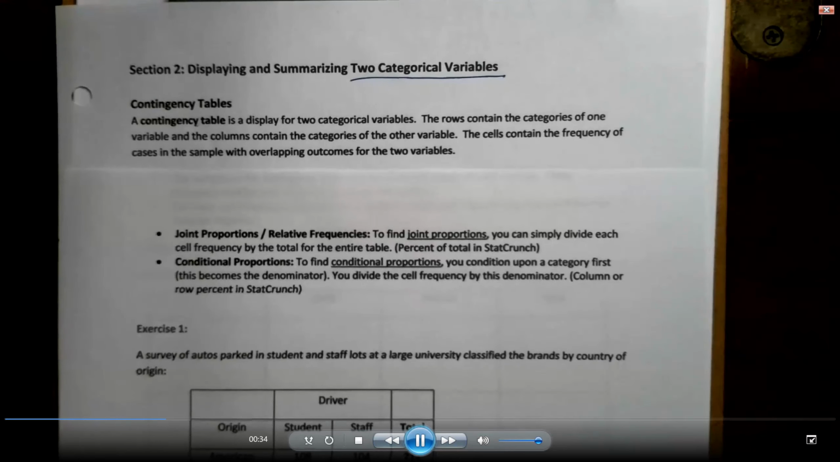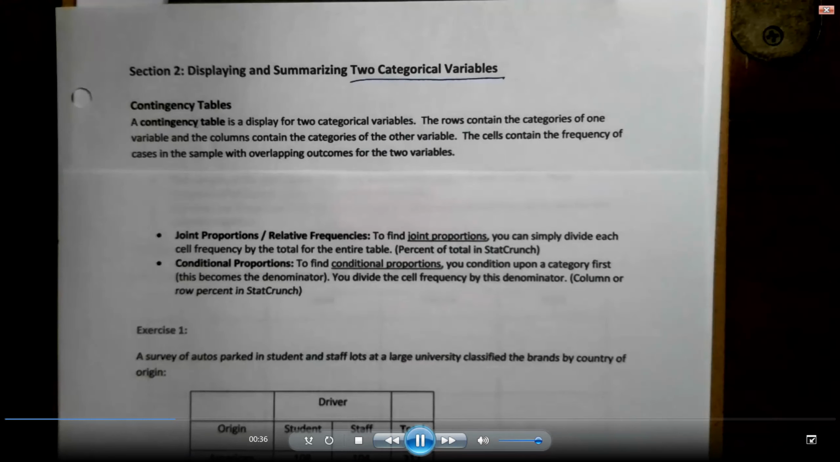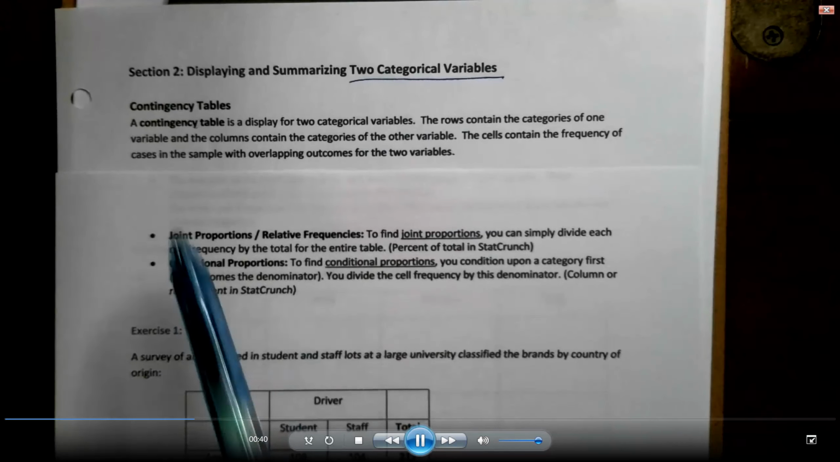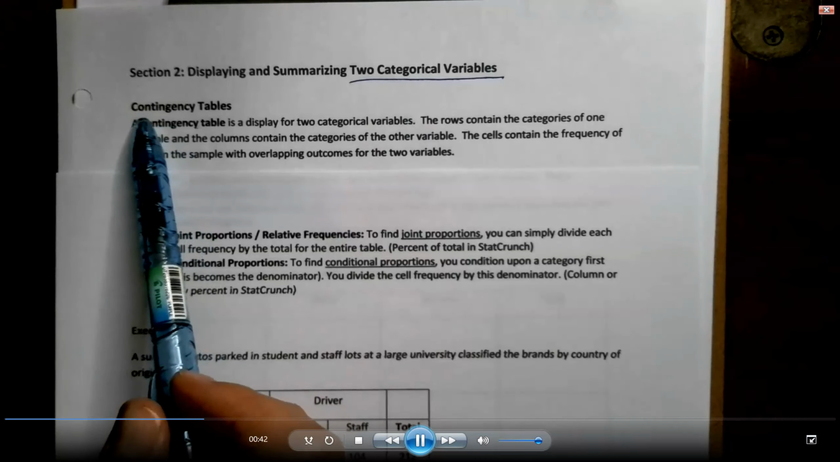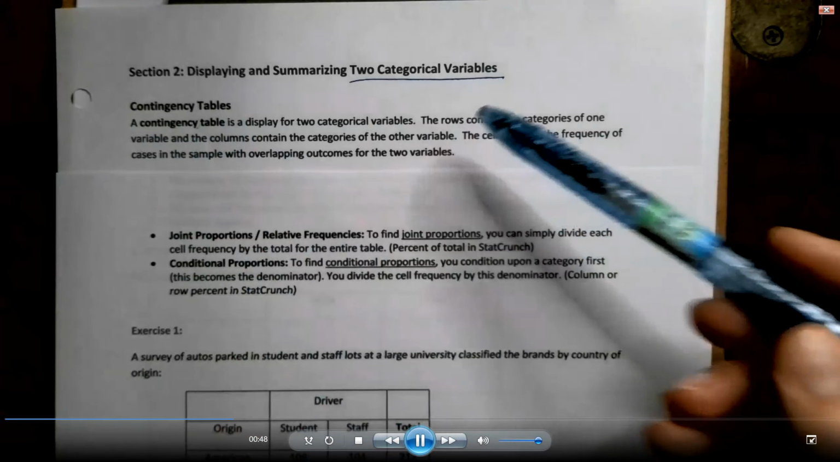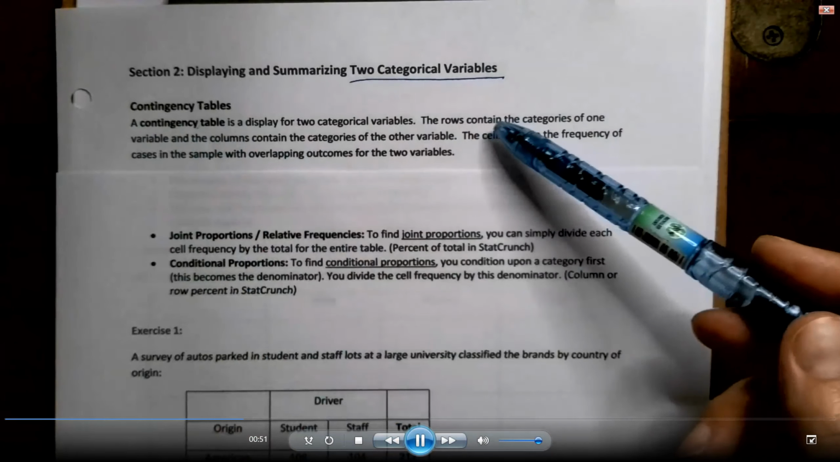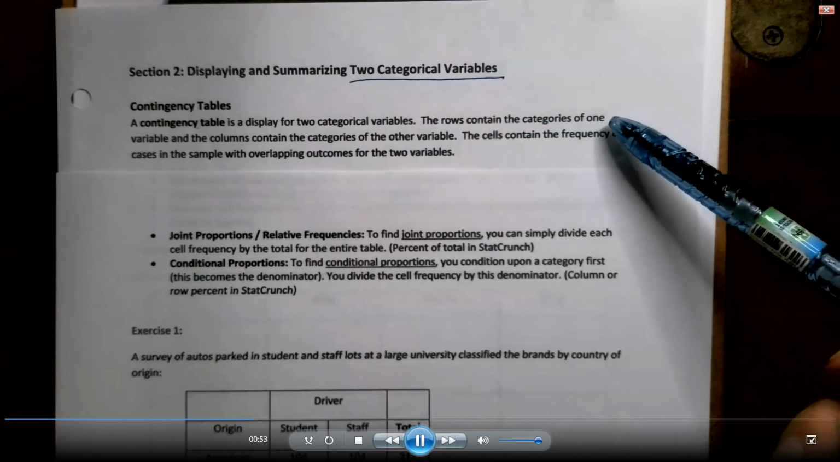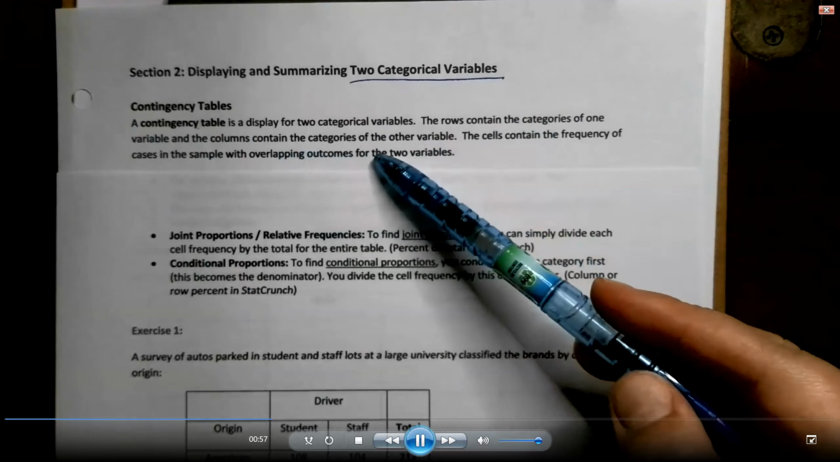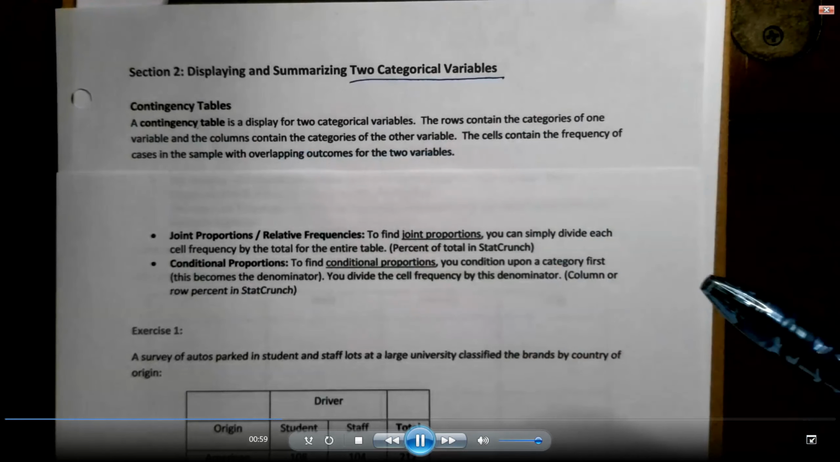And when we're dealing with two categories, we're going to display or record this information in what is called a contingency table. A contingency table is a display of two categorical variables. The rows contain the categories for one variable, and the columns contain the categories for the other variable.